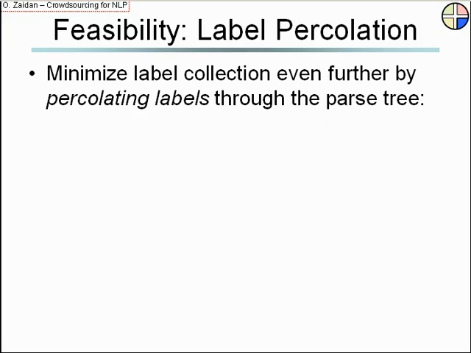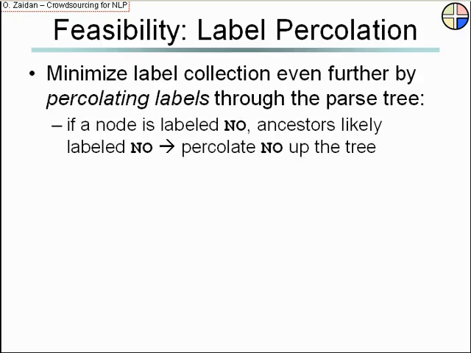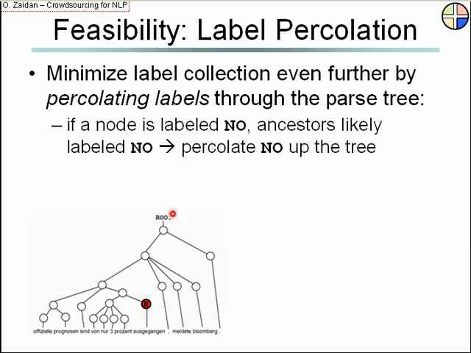The second strategy that we implemented is label percolation. We can minimize label collection even further if we take these labels that we collect and percolate them through the parse tree. In other words, if a node in the parse tree was already labeled no, the ancestors for that node are probably going to be labeled no as well.